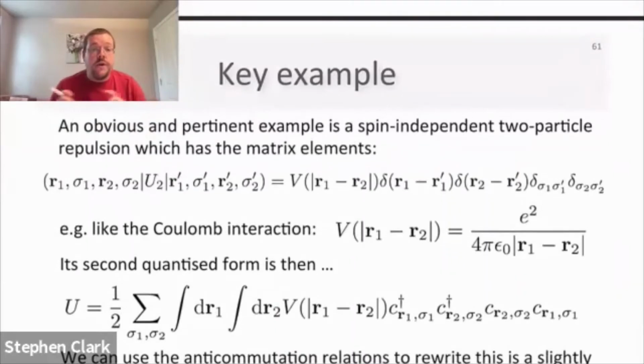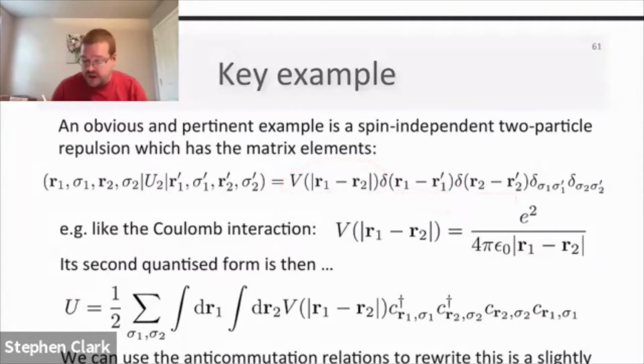An obvious one would be a spin-dependent two particle repulsion. And this is given here. So we've got some repulsion between the particles. The particles don't change location. So if they're in R1 and R2 at the beginning of the interaction, they stay in R1 and R2 at the end of the interaction.